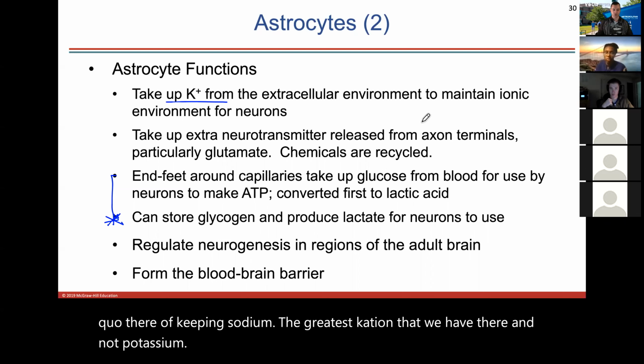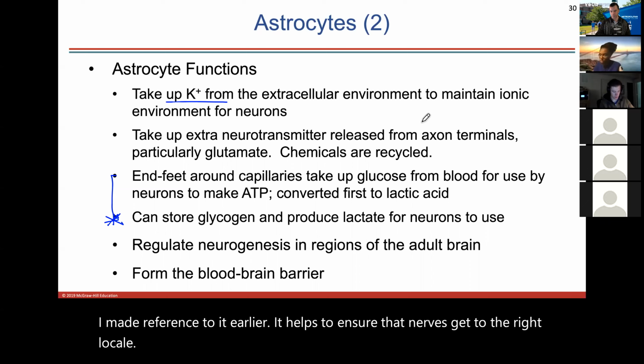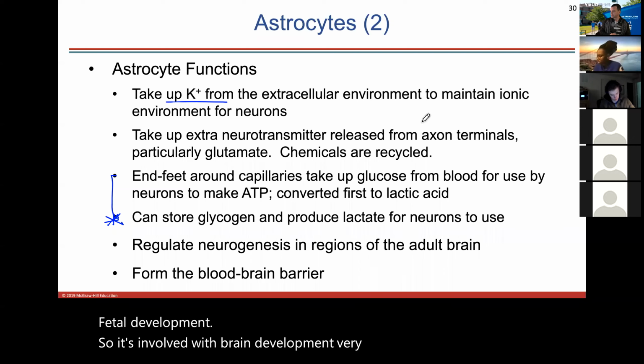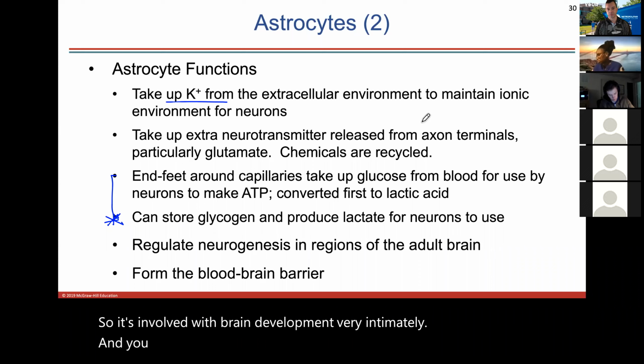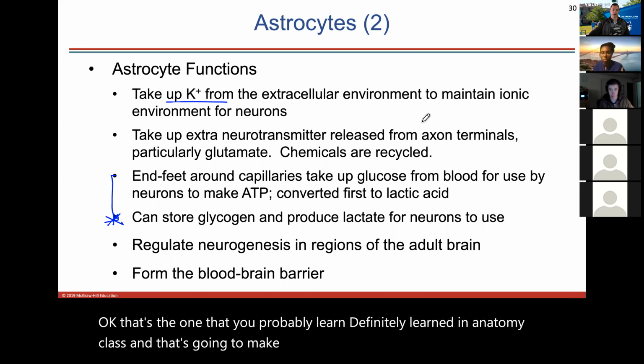I made reference to it earlier. It helps to ensure that nerves get to the right locale during fetal development. So it's involved with brain development very intimately. And you all know the last one. That's the one that you probably definitely learned in anatomy class. And that's going to make that blood-brain barrier.